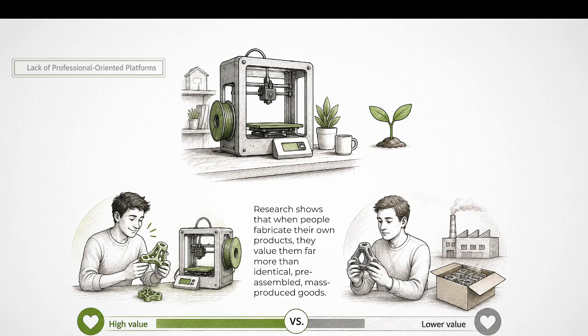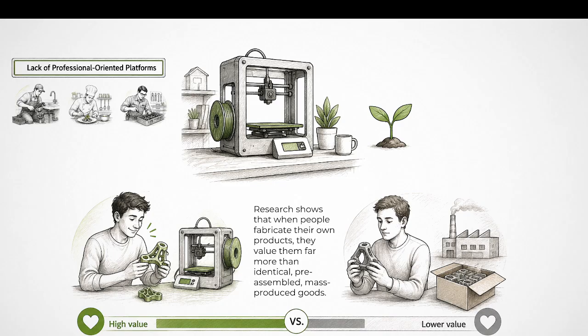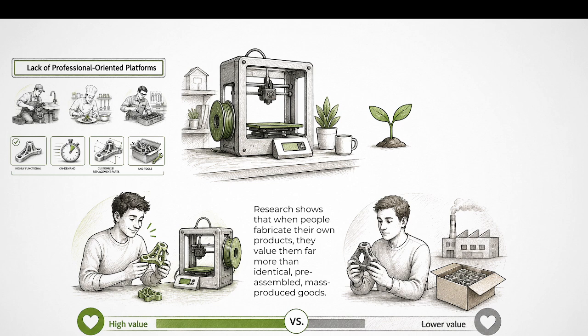First, there is a distinct lack of professional-oriented platforms. While hobbyist sites are booming, we need digital platforms tailored to professional end users like plumbers, chefs, or technicians who need highly functional, on-demand, customized replacement parts and tools.